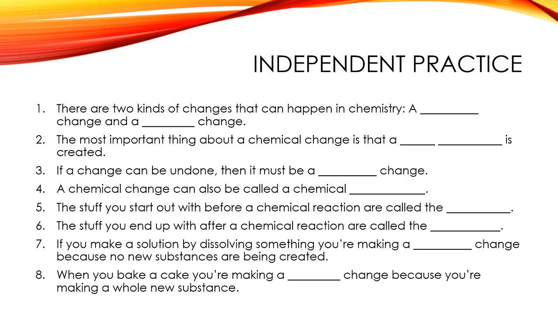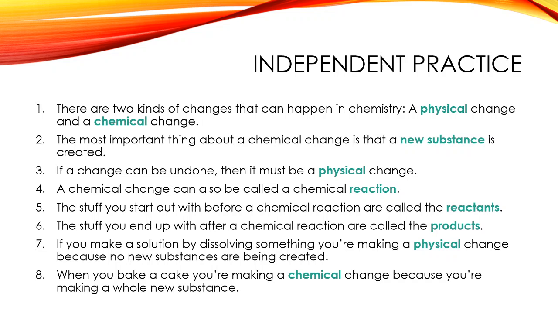Alright, number 1. There are 2 kinds of change that can happen in chemistry. A physical change and a chemical change. We just spent the whole video talking about those, so I hope you got that one. Number 2, the most important thing about a chemical change is that a new substance is created. If you remember nothing else about chemical changes, think chemical change, new substance. Number 3, if a change can be undone, then it must be a physical change. Physical changes we can undo.